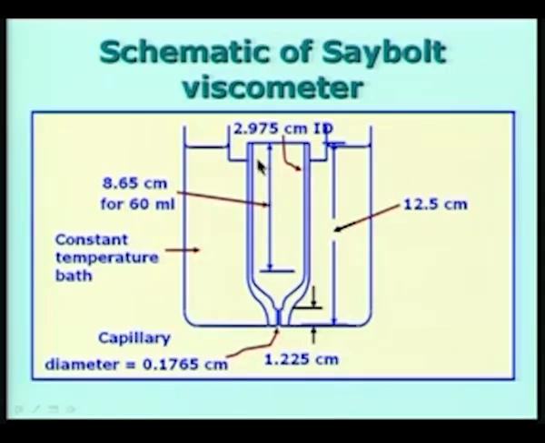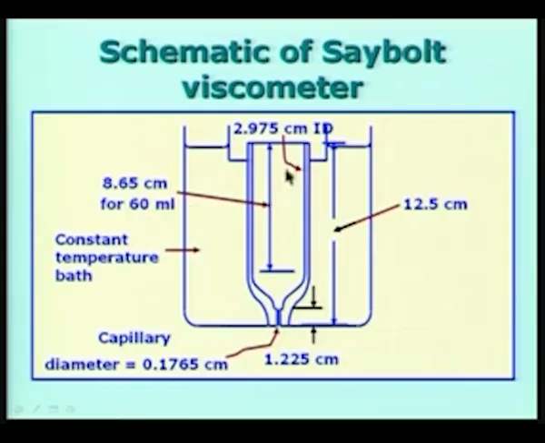It basically has a vessel which can hold a certain volume of the liquid whose viscosity I want to measure, and it is terminated at the bottom. There is a small capillary of a standard length equal to 1.225 centimeters and a standard diameter equal to 0.1765 centimeters. These dimensions are very important, and we have a mark on the jar or receptacle which holds the liquid, and from this mark up to the top of the brim of that vessel, the volume is exactly equal to 60 milliliters.